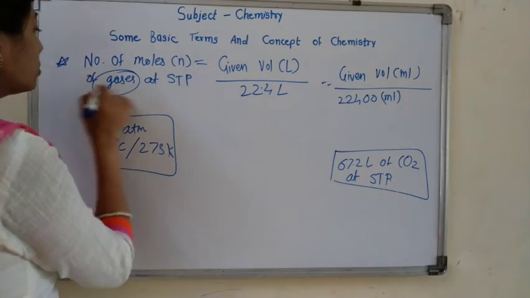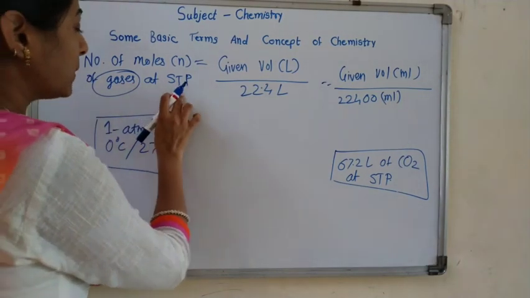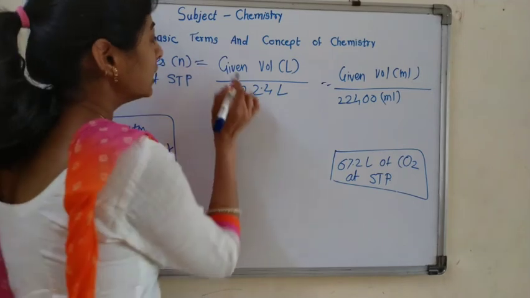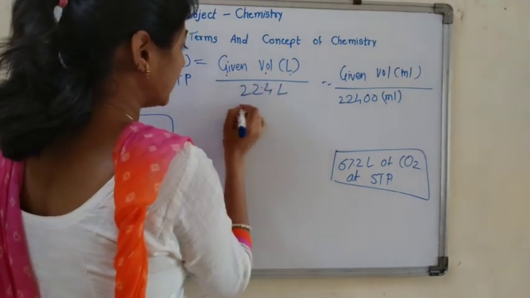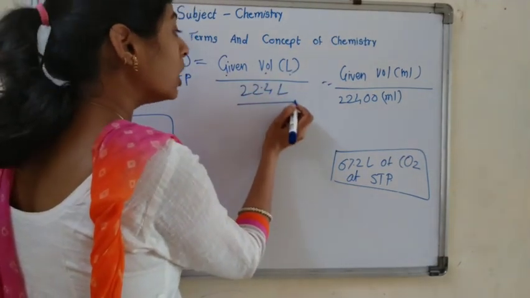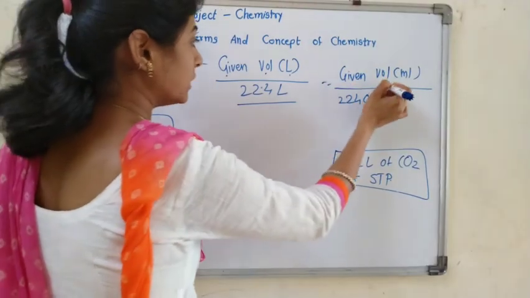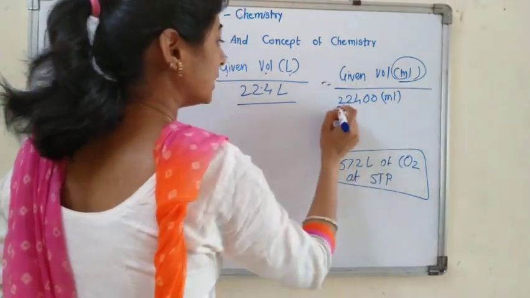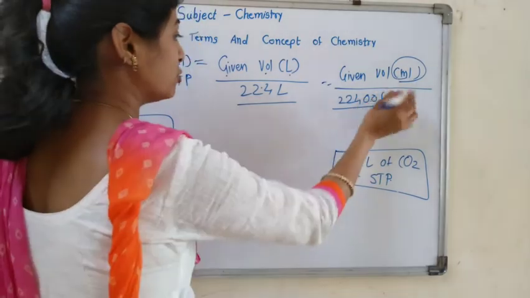For the number of moles of gases at standard temperature pressure, the formula is given volume in liter divided by 22.4 liter, and if the given volume is in ml, then it is divided by 22400 ml.